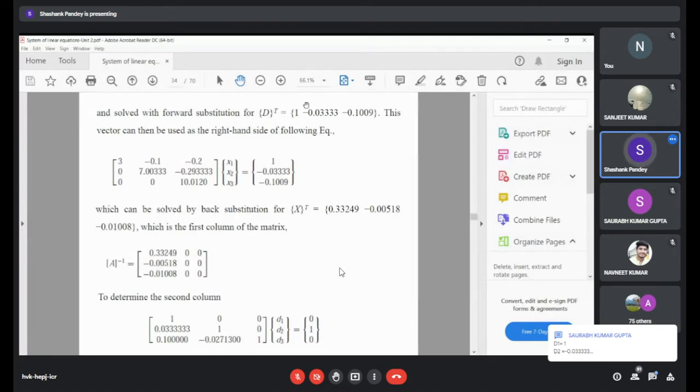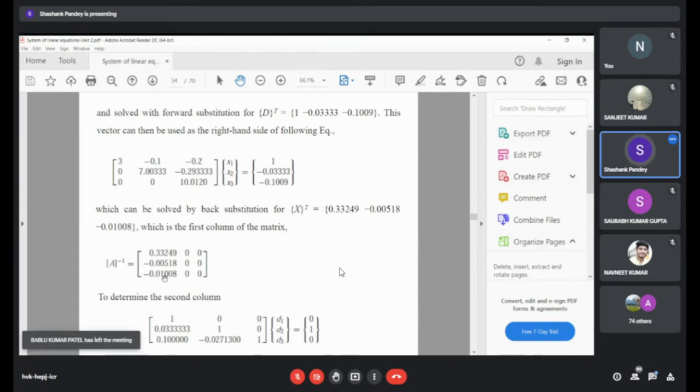This corresponds to D. Now we wish to calculate the inverse of this matrix. Please remember these steps. This is the upper triangular matrix, and this is the new right hand side which we are getting. This corresponds to the value of D. Once we solve this for x1, x2, and x3, these x1, x2, and x3 will represent the first column of the inverse of matrix A.